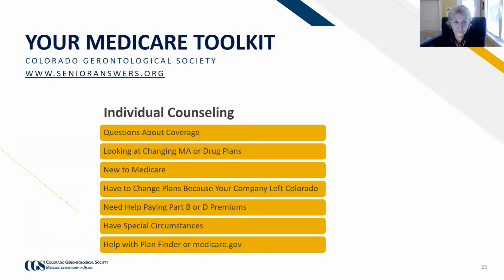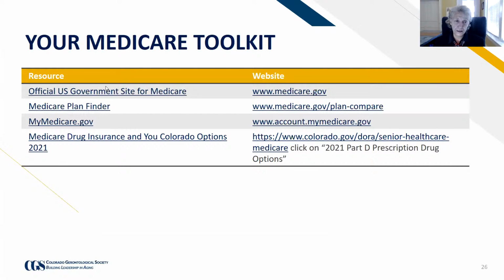We also have a toolkit, which you might find helpful with some individual counseling. And you can call our office with questions about coverage. You can call if you're looking to change your Medicare Advantage or drug plans. If you're new to Medicare, you can call us if your plans are leaving this company, your Part C or Part D plans, if you need help paying for those premiums, or if you are confused about how to use the plan finder at medicare.gov.